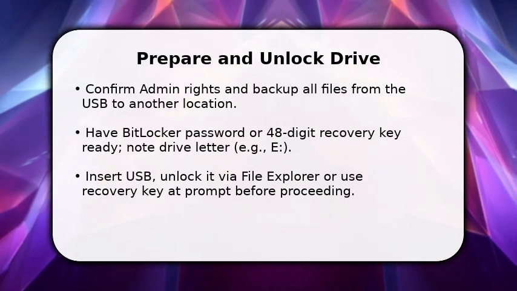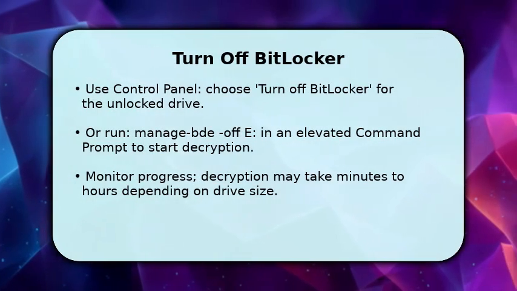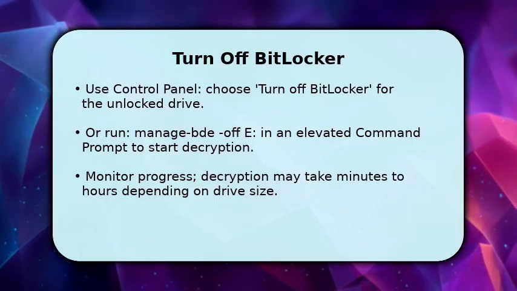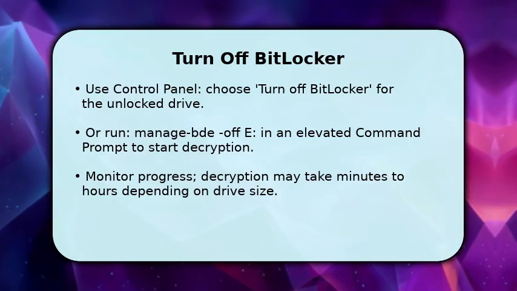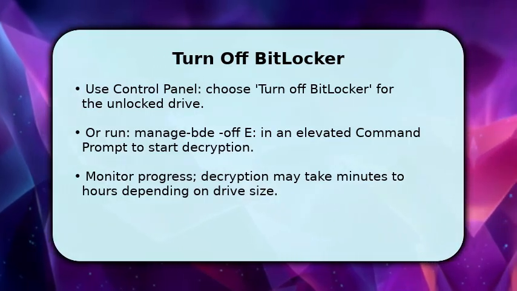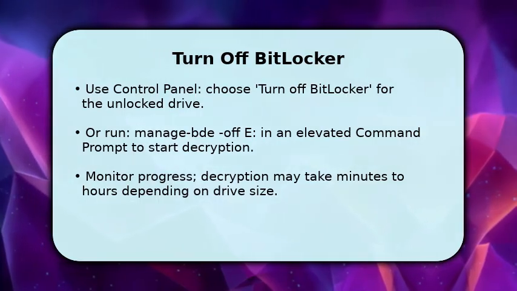You can remove BitLocker by selecting Turn off BitLocker in Control Panel for the unlocked USB. That starts decryption immediately, so files remain accessible. Alternatively, open an elevated command prompt and run manage-bde -off E: . Replace E with your drive letter to begin.